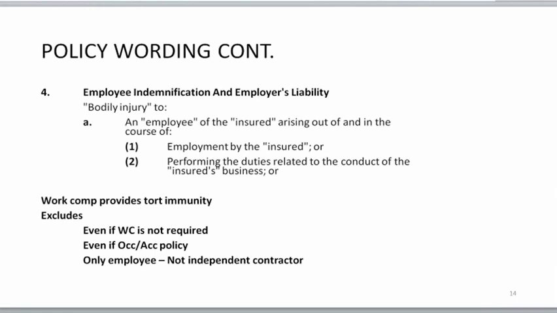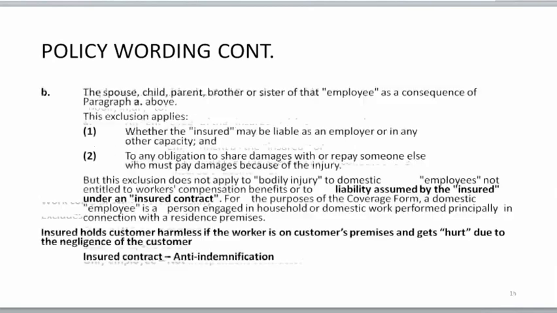Second is, even if they have an OCAC policy, that's not work comp. If the employee still sues because there's no tort immunity, then again, you have the same exposure. However, if the contractor sues, this does not include independent contractors. The policy would have to respond. Second part of this, we also include the spouse, child, parent, brother, or sister of the employee as a consequence of the above, meaning there's no coverage.